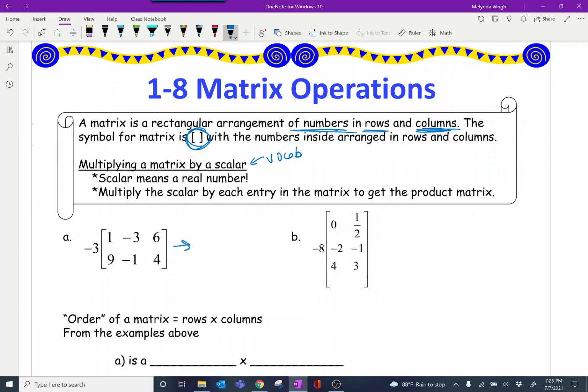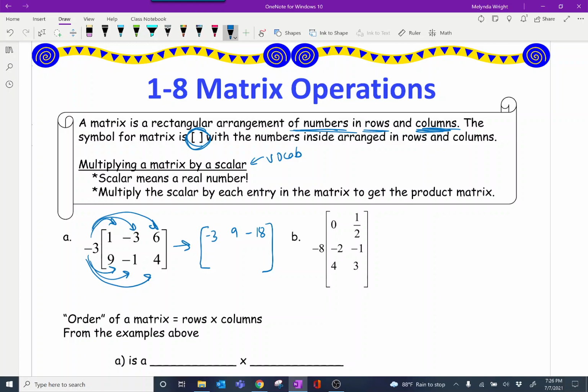So we're going to multiply the -3. So we're going to open up a new matrix. So -3 times 1 is -3. -3 times -3 is 9. -3 times 6 is -18. -3 times 9. So basically we're just doing this. We're multiplying it each way, just distributing it.